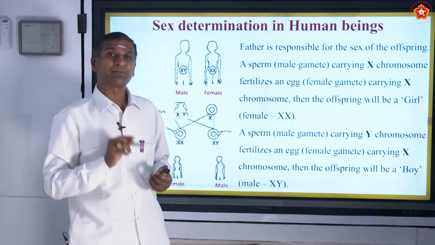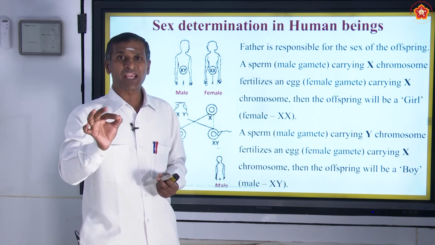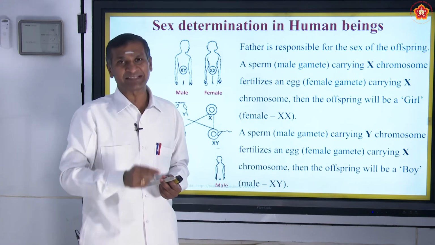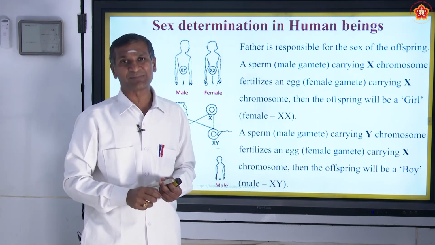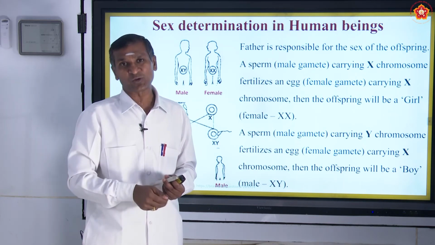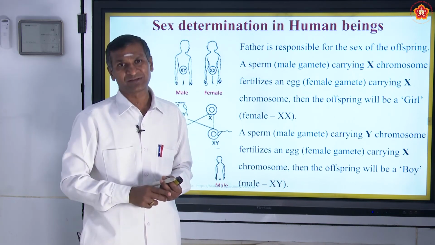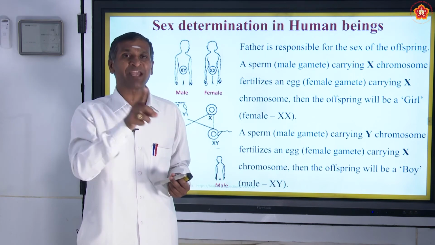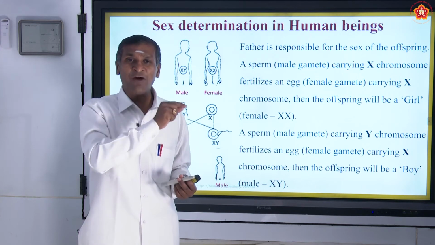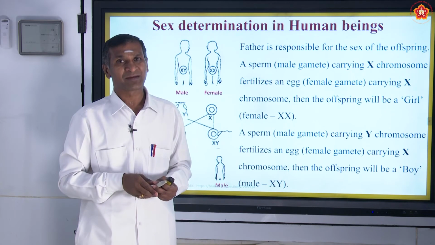So you should remember the sex determination to be male or female. Who is responsible? Male is responsible. Father is responsible. Why? Because he produces X chromosome as well as Y chromosomes also, whereas female produces only X chromosomes. The fusion of X of male with X of female, it is female. The fusion of Y of male with X of female, XY, and it is male.